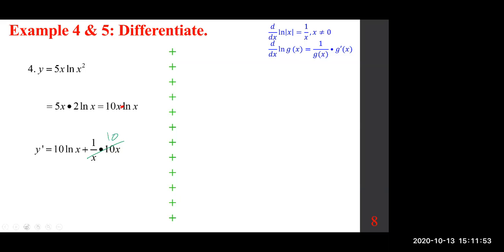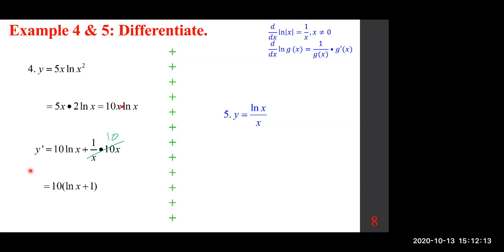And so what do we do? You can leave it like that, but it's a good practice to take the 10 out. Either way is fine. It's not that big of a deal. So 10 ln x plus 10, or 10 times ln x plus 1, that is our final answer.